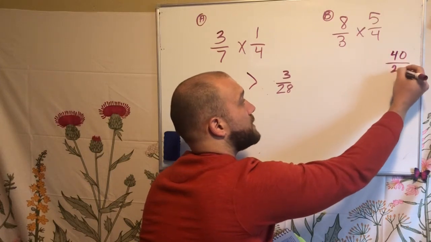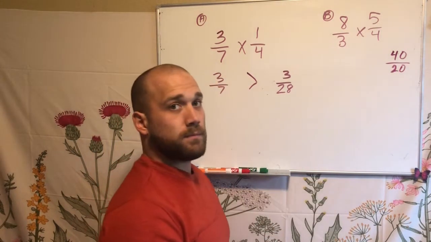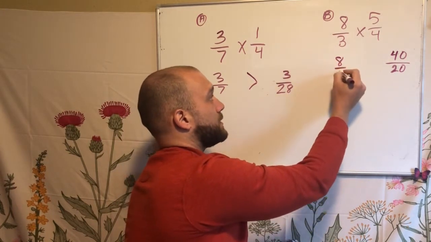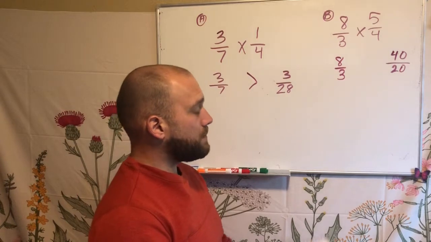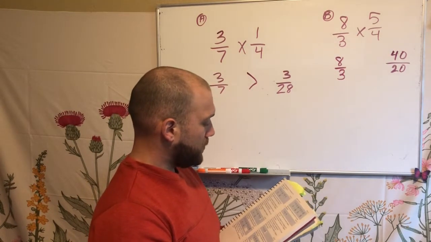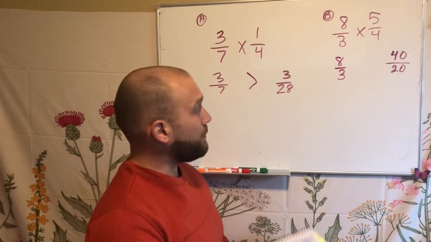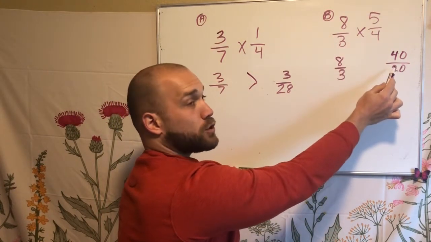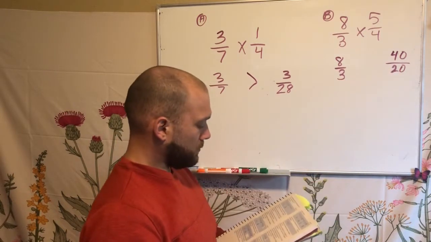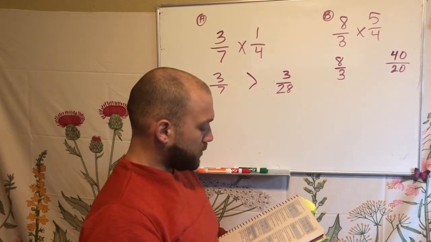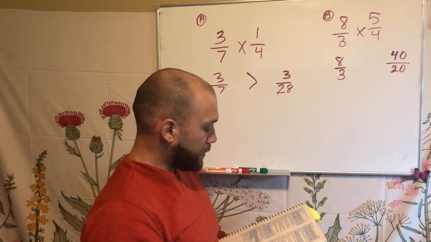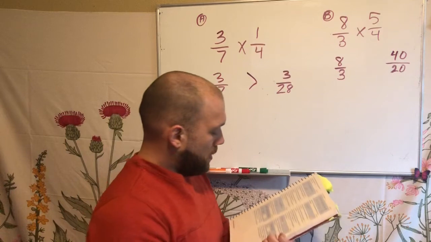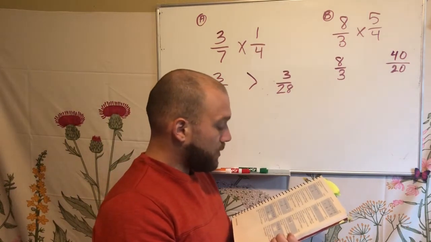What you should have gotten is 40/20. So, our original number is 8/3. Keep that in mind. So, read the equation for problem B. 8/3 times 5/4 equals 40/20. So, the problem starts with 8/3. You multiply by a fraction that is more than 1. This fraction is more than 1 because it's top heavy. So, you end up with more than what you started with.